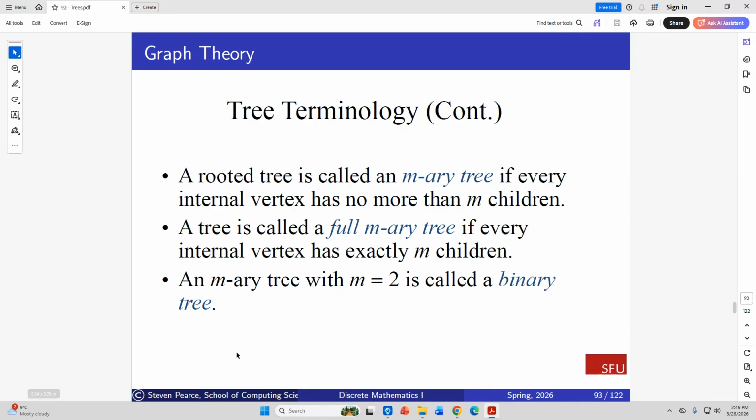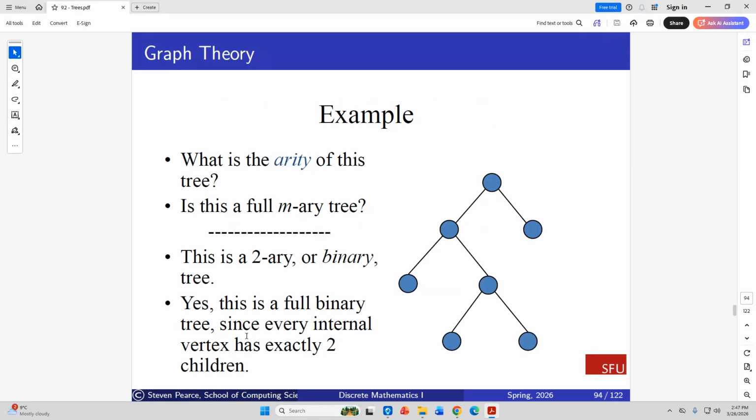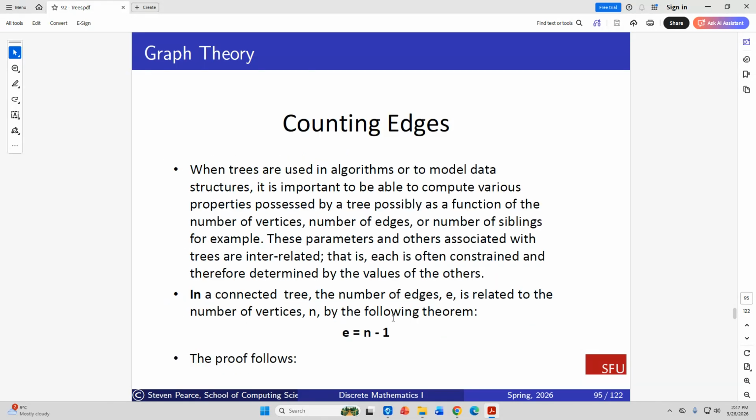We've already talked about this. The arity. What is the arity of this tree? It is 2. There are 3 leaf nodes. It's a 2-ary or binary tree, and it's a full binary tree because each node has a branching factor of 2.